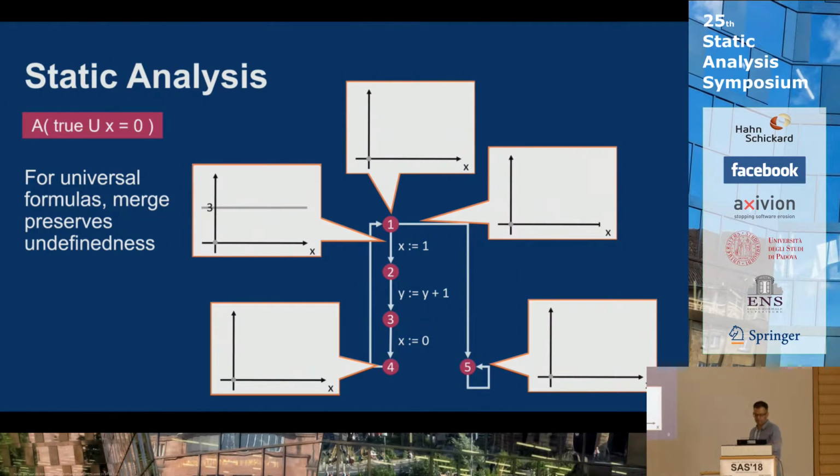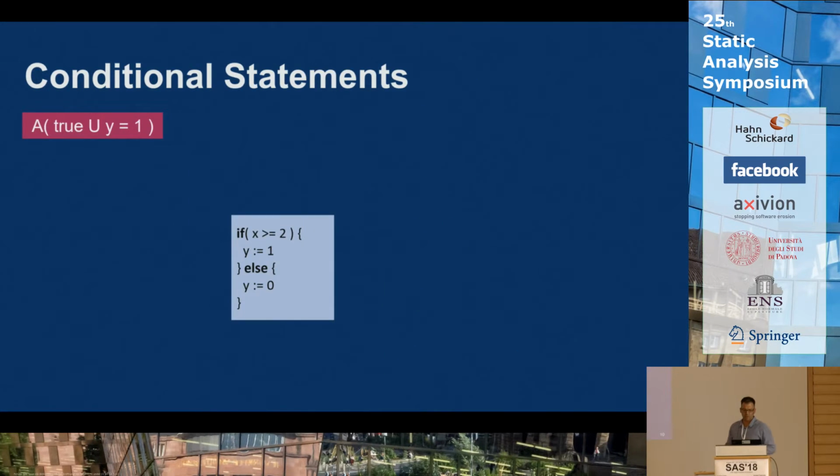Okay, so far you've seen a simplified setting where we had non-deterministic choices here. So it becomes a bit more interesting when we look at conditional statements rather than non-deterministic choice. So let me introduce another example to illustrate that. So here in my example, I branch on x greater equals 0. In one case, I set y to 1. In the other case, I set y to 0. And my property is that on all executions, I want y to be 1 eventually.